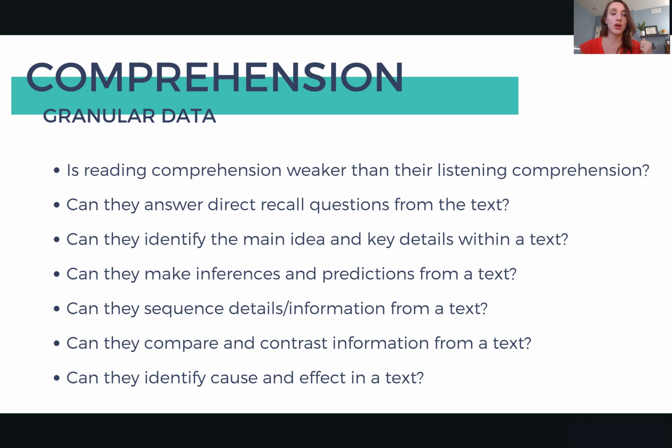We need to really determine, can they answer direct recall questions from text? We like to use the 5 W's when we're thinking about what types of direct recall questions we might have. Can they identify the main idea and key details? Can they make inferences and predictions? Can they sequence information from the text? Can they compare and contrast information from a text or from multiple different texts? Can they identify cause and effect? Where is the comprehension breakdown? We have to know that. It's not enough to know that we have a comprehension deficit. We need to know specifically where. One of these areas, all of these areas, where?